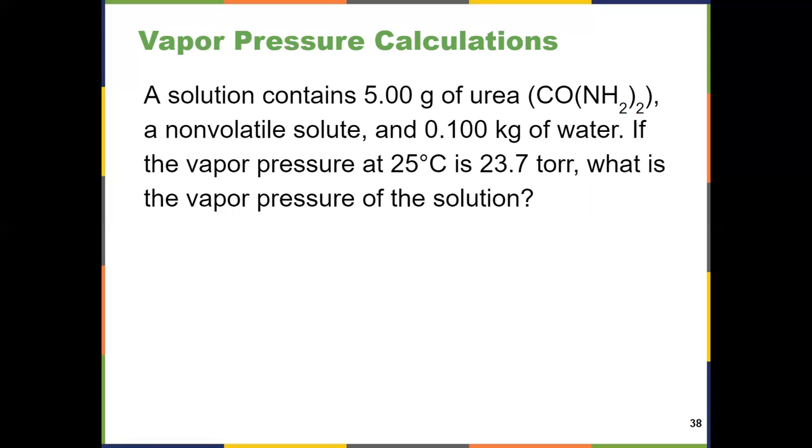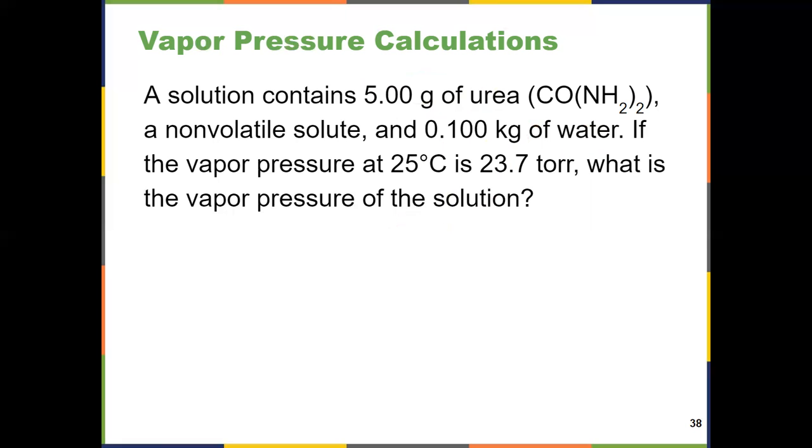So we're given lots of information. The vapor pressure of the pure substance is 23.7 torr. We know our final answer should be lower, because it's vapor pressure lowering. So I have to calculate the mole fraction of my solution, because I'm asked about the vapor pressure of the solution. So figure out how many moles of urea I have, how many moles of water, then solve for the mole fraction of water and multiply it by the pure vapor pressure. If you do all that, you should get a final answer of 23.4 torr.